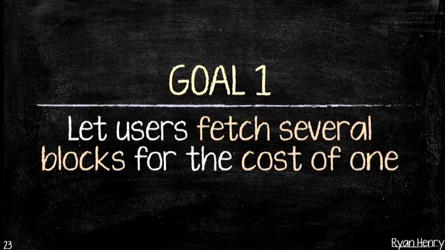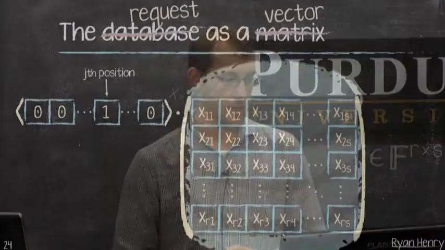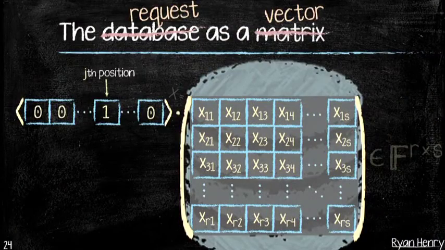So the first thing we're going to look at is, can we let users fetch several blocks without just doing several queries in a row? So can we do this at a lower cost? In particular, we're going to try to let you fetch several blocks and have all of the various costs involved be about the same as just fetching one block. So how might we do this? Let's go back to the basic idea.